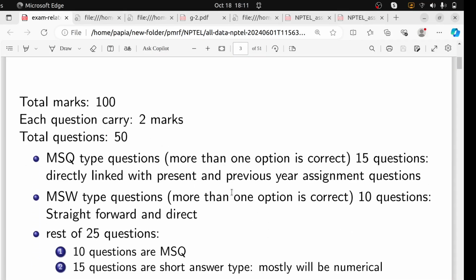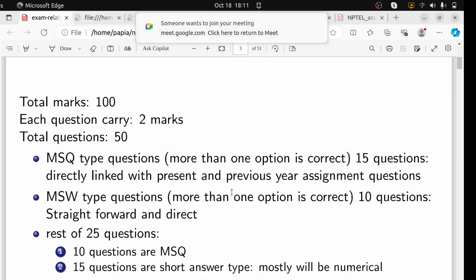Okay, so I have made a slide here about the total marks, the number of questions, and what type of question will come in which number. The total marks will be 100.